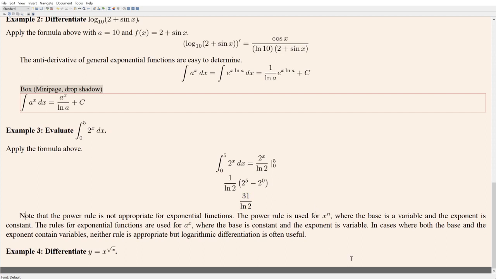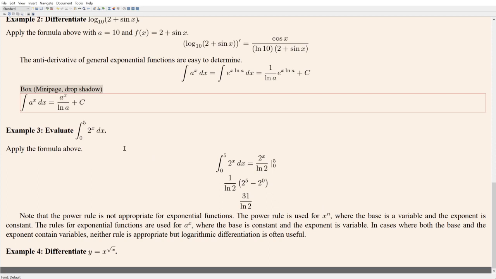So, I want to draw your attention to the distinction between power functions and exponential functions. Power functions are things of the form x to the power n. Namely, the base is a variable, and the exponent is a constant. So things like x squared, x cubed, x to the fourth. Polynomials. Any polynomial is just a combination of power functions. With power functions, we use the power rule, where this becomes n x to the n minus 1.